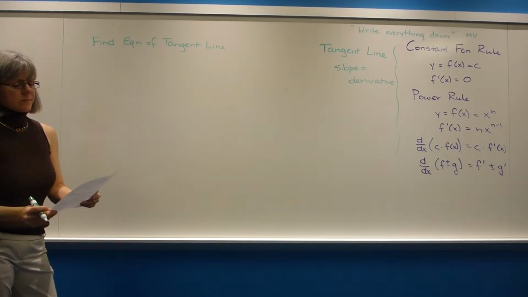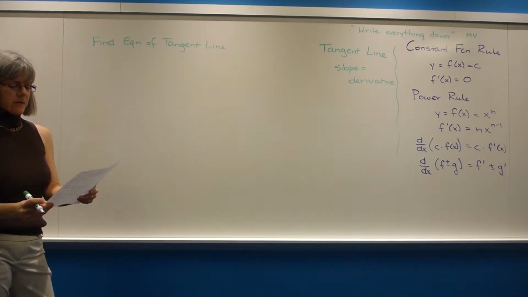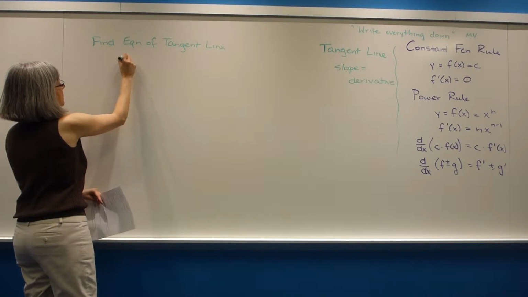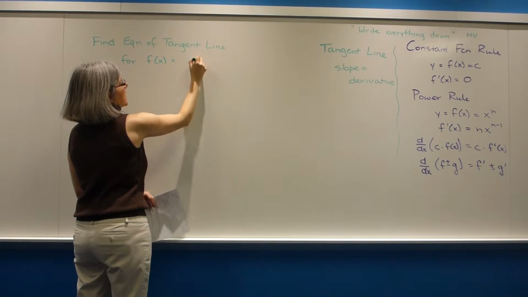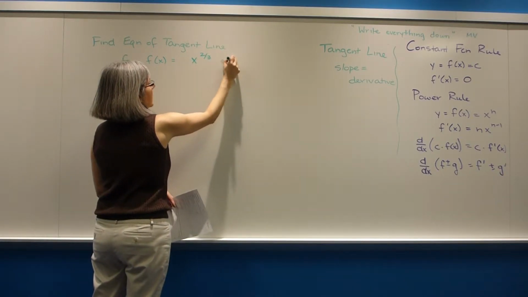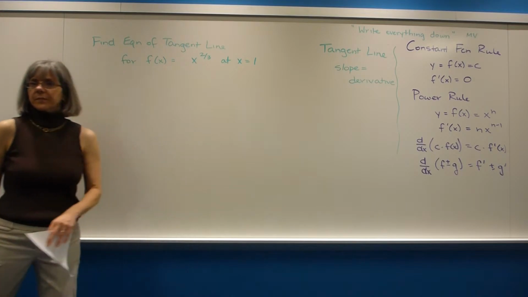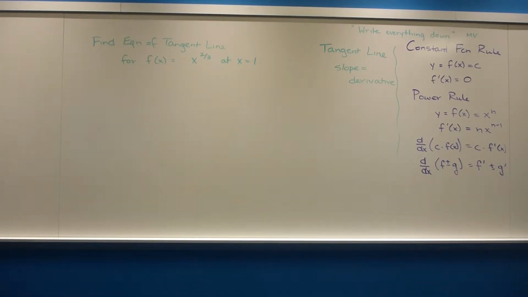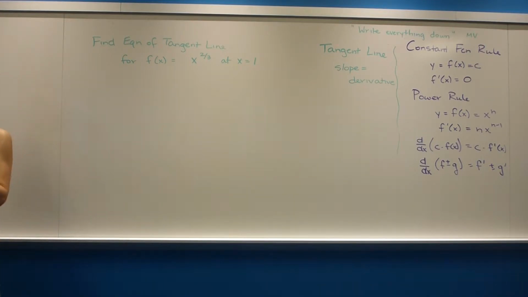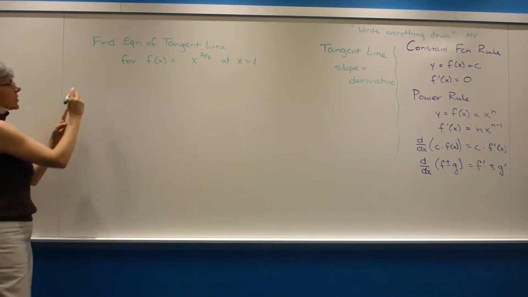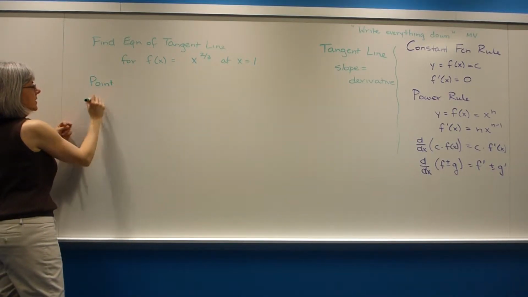Okay, so I can then ask you to find the equation of the tangent line. Well, I made it hard, but I'm going to make it easier. For f of x equals x to the 2/3 at x equals 1. So you need to concentrate on what you're trying to find. You're trying to find the equation of a tangent line, equation of a line. So what do you need for the equation of a line? A point and a slope. Okay, so you need a point and you need a slope.